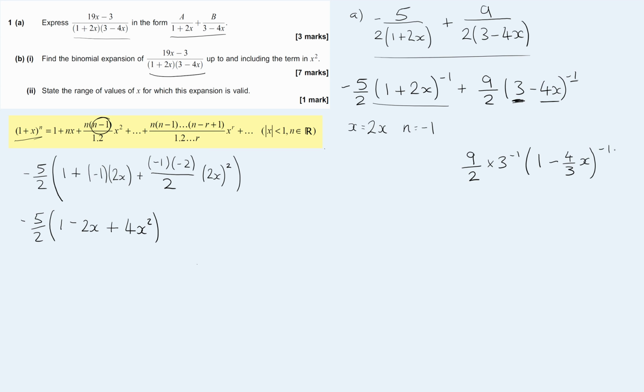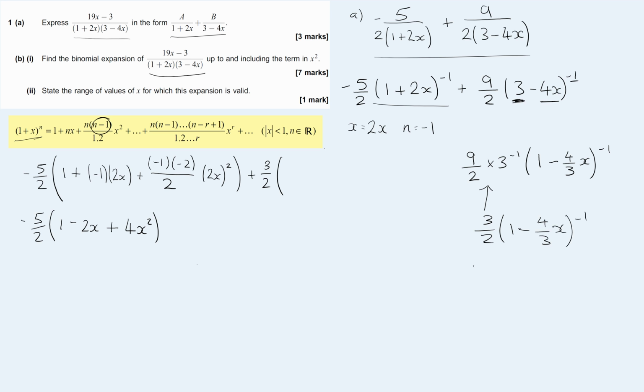So similarly to what we've done already, we've got our 9 over 2 times by 3 to the minus 1. Just to make this a bit tidier, that's the same as saying 1/3. So actually I've got 9 over 6, which simplifies to 3 over 2. So I've got 3 over 2 as the front of my bracket here, and then let's just put that in here as well. So 3 over 2, lots of 1 minus 4 over 3x to the minus 1.